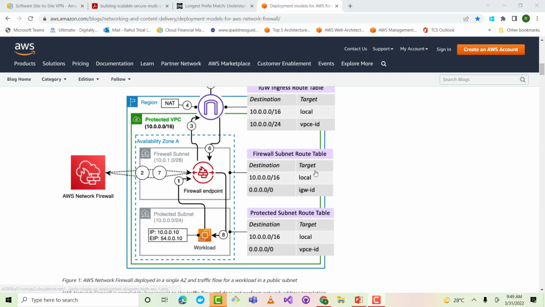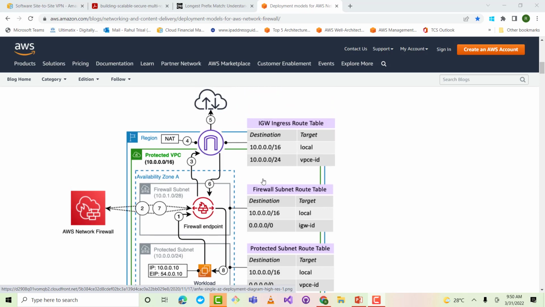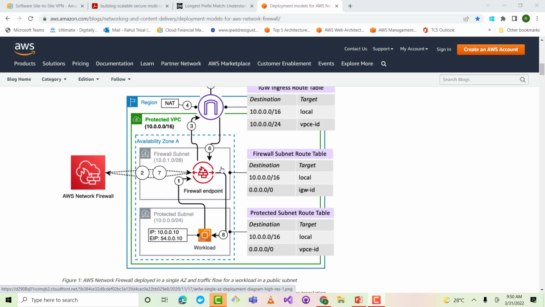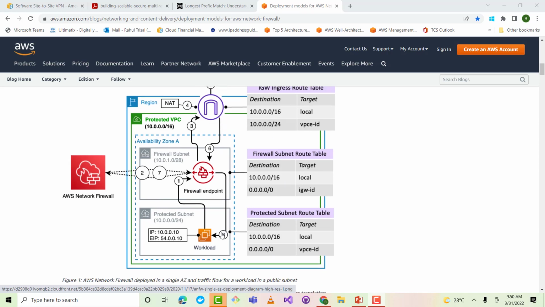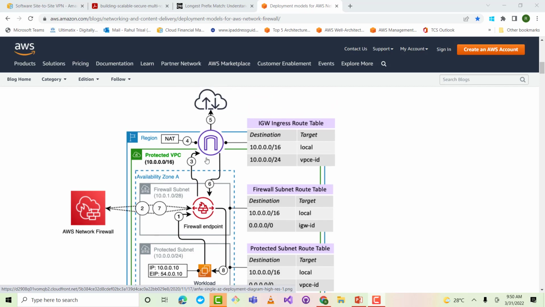Just to show you another diagram on what is a typical way to deploy a Network Firewall. Basically, if you are not using a centralized model, then what you do is in one subnet you have the Network Firewall endpoint. So here in this case you can see the traffic is coming from the workload through one to this firewall endpoint. Then this is inspected, and then it goes to the internet gateway.